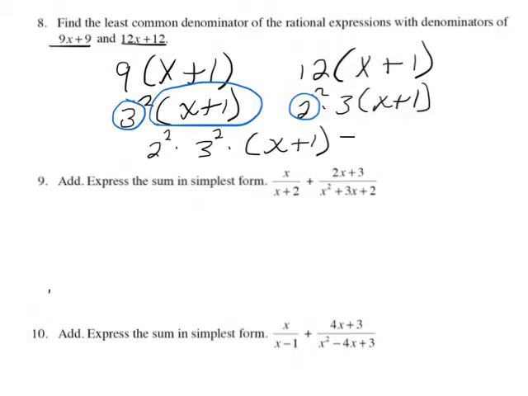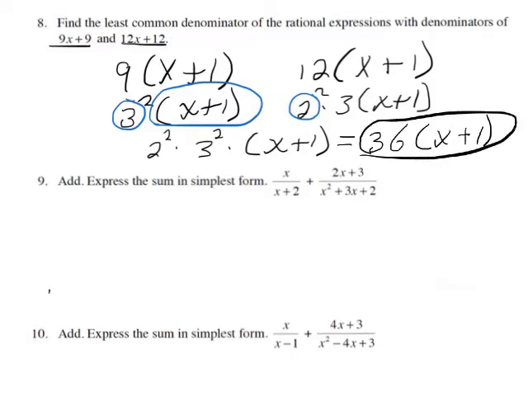So let's just clean this up a little bit. It's going to be 2 squared, which is 4, times 3 squared, which is 9. 9 times 4 is 36, times the quantity x plus 1. I said 36, but I wrote 39, so let me fix that. 36 times the quantity x plus 1. And that is our LCD.